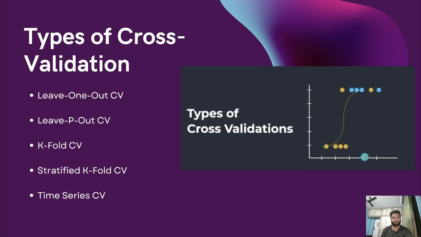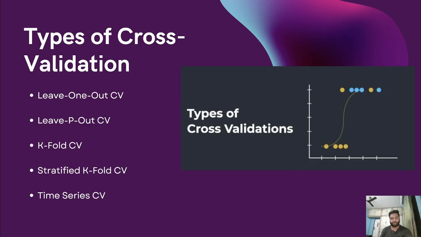Leave one out cross-validation. One sample is the test set, the rest is training. It repeats n times. High variance but low bias. Next is leave P out CV. It leaves P samples out each time. It is more flexible but computationally heavy. Next is K-fold cross-validation, the most common. Here, the data is split into K equal parts. Each fold gets to be the test set once.